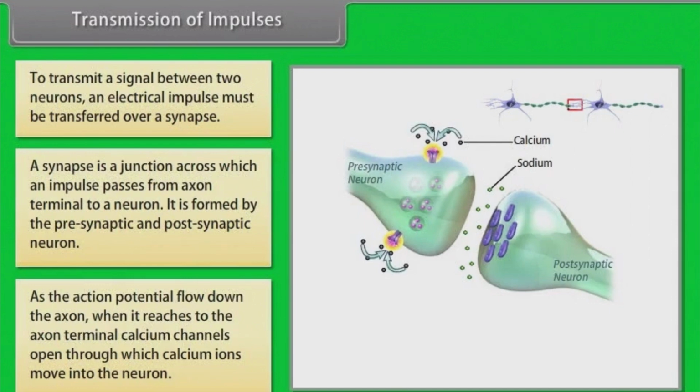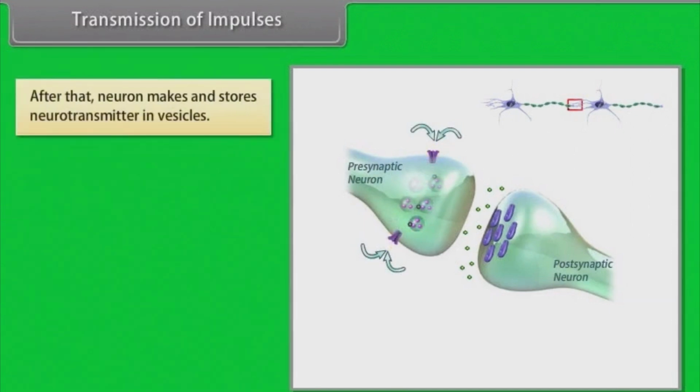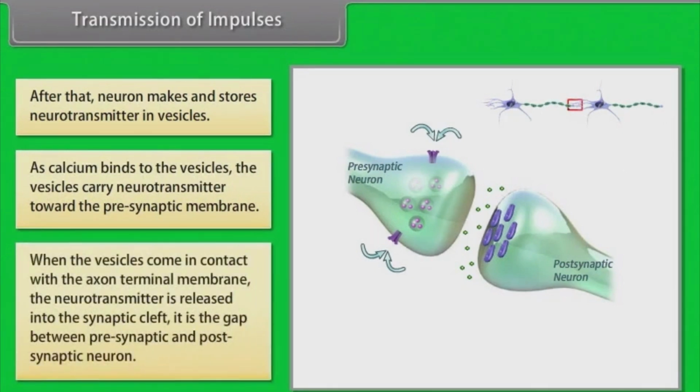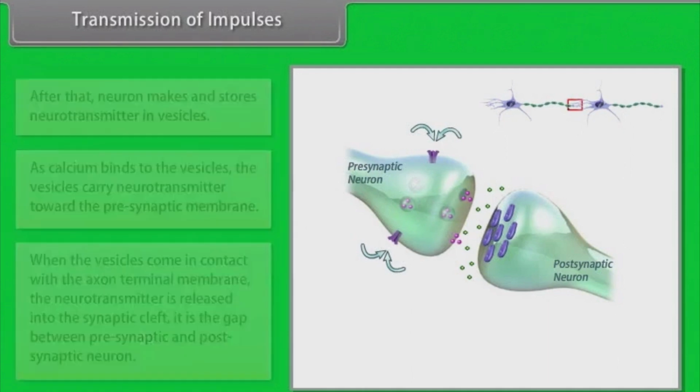calcium ions move into the neuron. After that, the neuron makes and stores neurotransmitters in vesicles. As calcium binds to the vesicles, they carry neurotransmitter towards the presynaptic membrane. When the vesicles come in contact with the axon terminal membrane, the neurotransmitter is released into the synaptic cleft. It is the gap between the presynaptic and postsynaptic neuron.